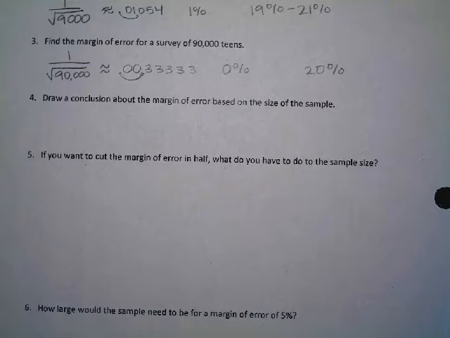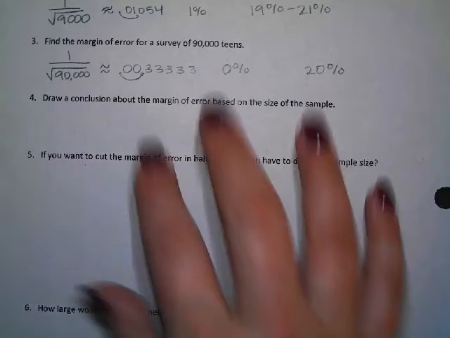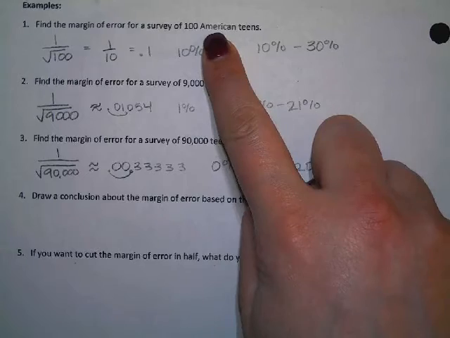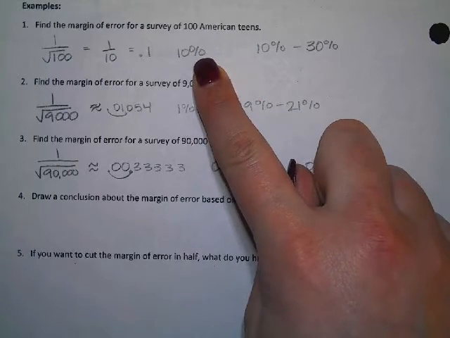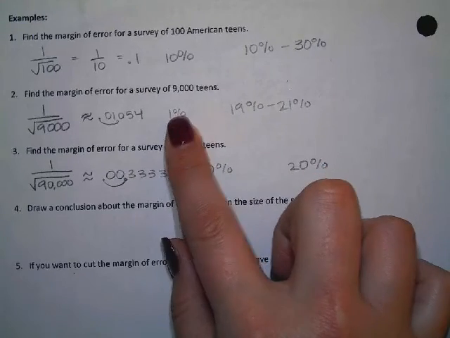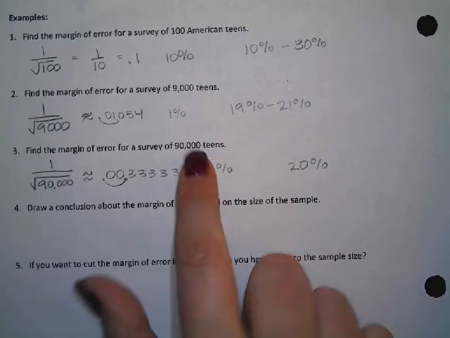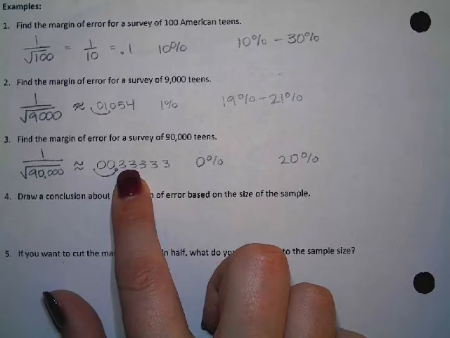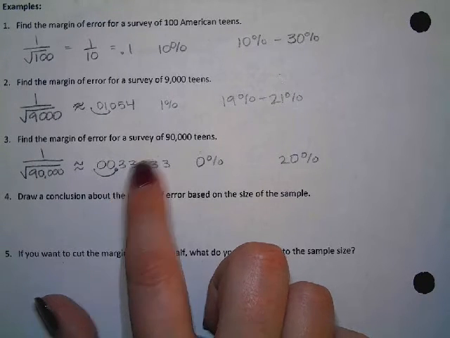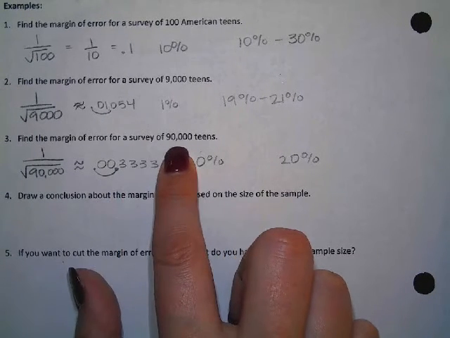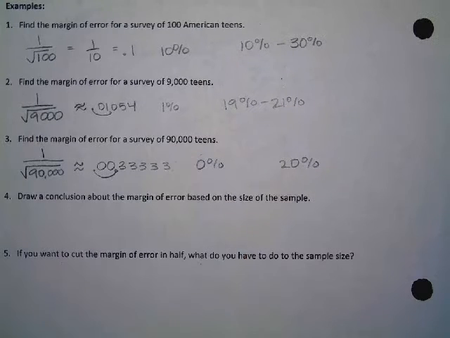The margin of error is like how accurate you are. We noticed that when we had 100, our margin of error was 10. When we had 9,000, it was 1%. That was good, right? That means our answer is getting closer and closer to being more accurate. When we had 90,000, our margin of error was less than 1%. So the bigger your sample size is, the more accurate you are, and the smaller your margin of error. We like a small margin of error because that means our chance of being wrong is less.